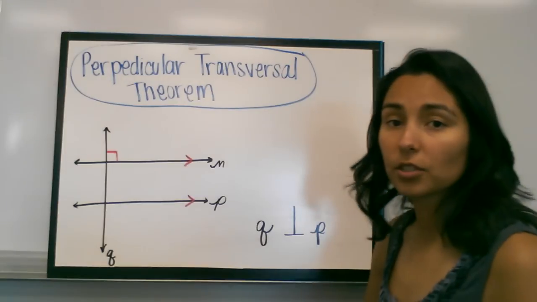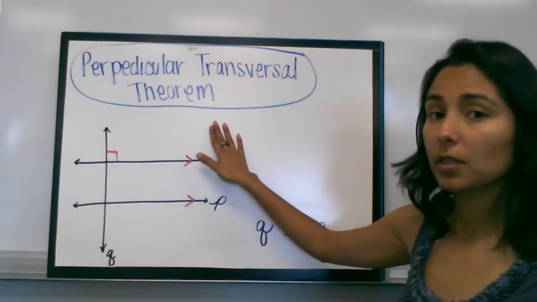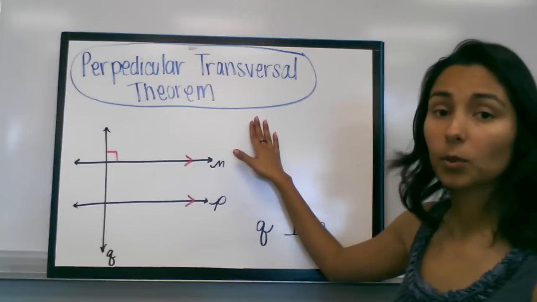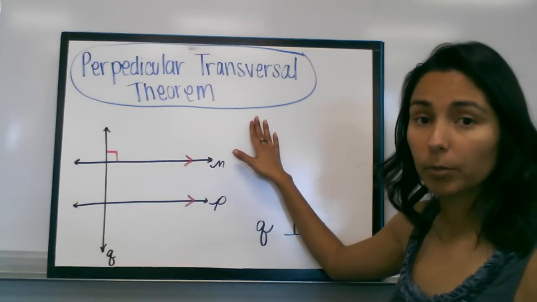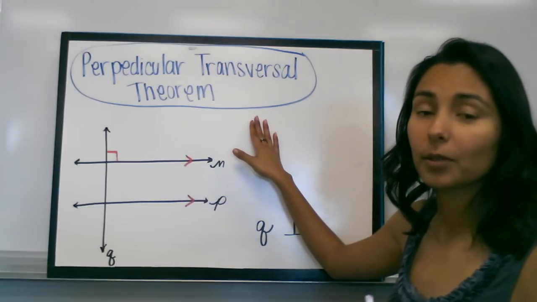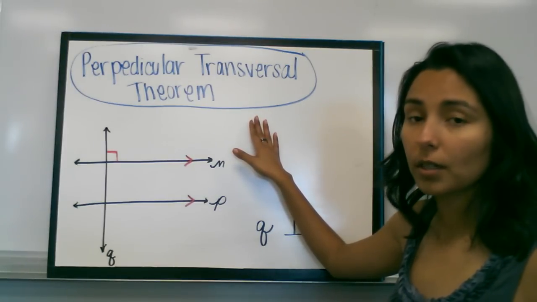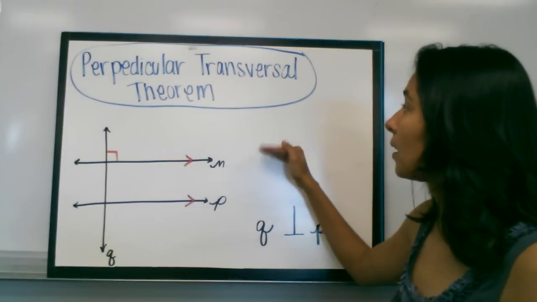The next theorem actually has a title. This one's called the Perpendicular Transversal Theorem. Again, if you want the actual wording from your textbook, look it up, copy it out of the book, or you can just write your own version of what it is that I'm saying right now.